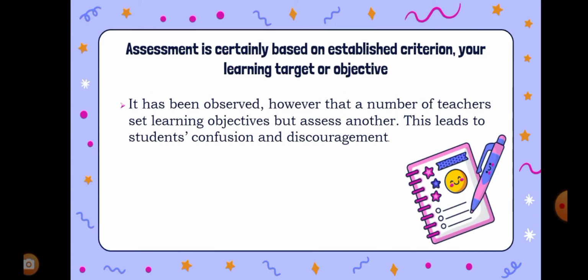So next one is assessment is certainly based on established criterion, your learning target or objective. It has been observed, however, that a number of teachers set learning objectives but assess another. This leads to students' confusion and discouragement. As a result of this, the students are perplexed and discouraged.